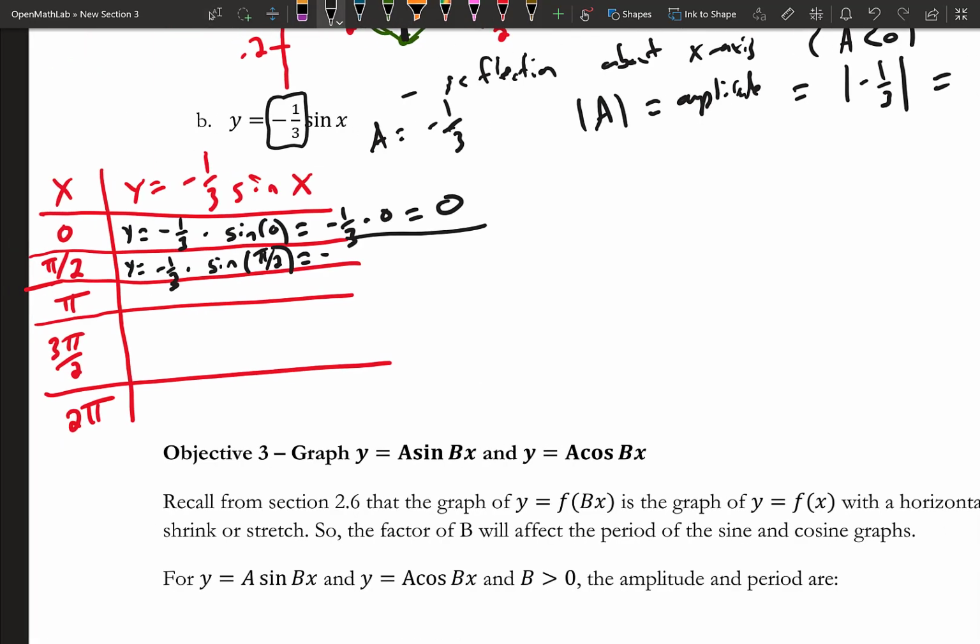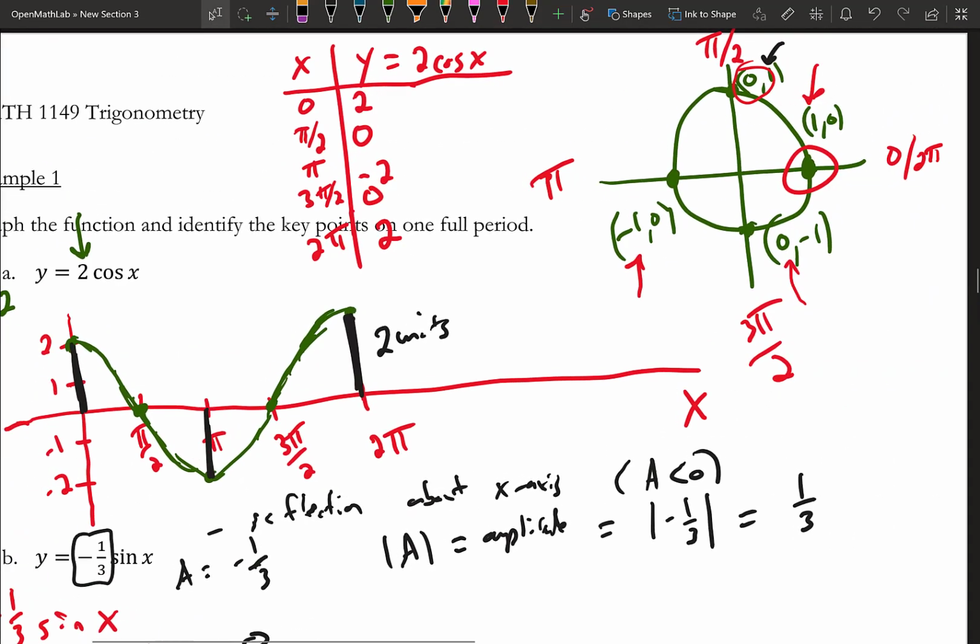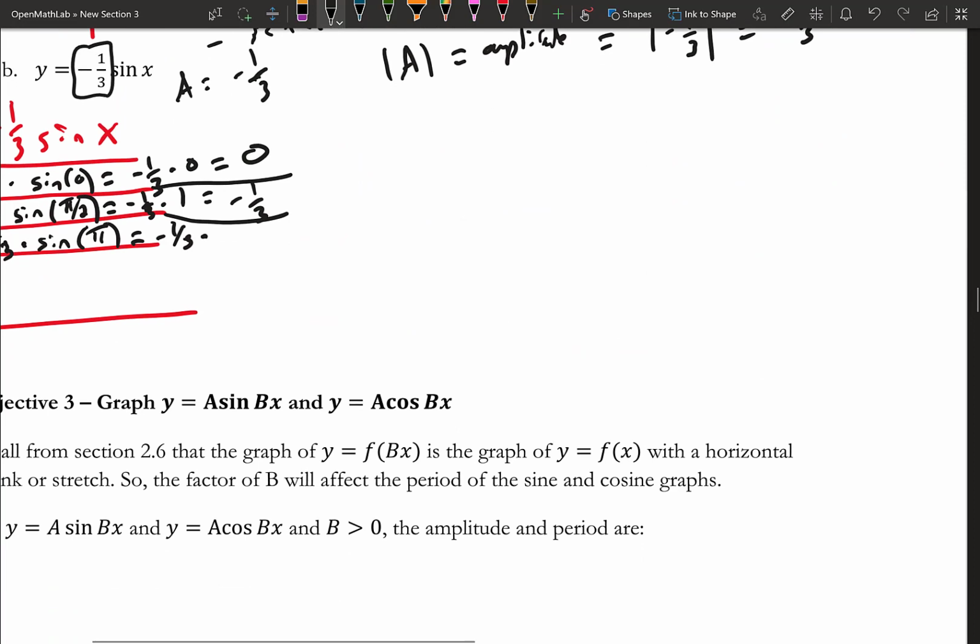So this would be negative 1/3 times 1, which is negative 1/3. And then we'd have y equals negative 1/3 times sine of pi, which is equal to negative 1/3 times... So sine of pi would be this y-coordinate, 0. So that's just equal to 0.